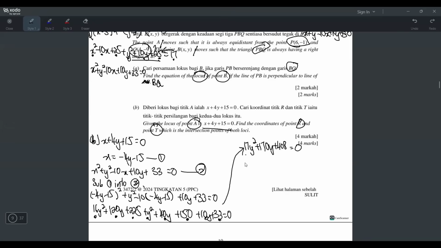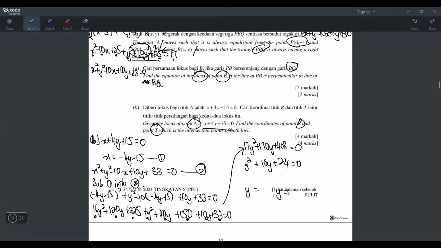All these numbers can divide 17. So bahagi 17, dapat 1, bahagi 17, you get 10y. 408 bahagi 17, what you get? Okay, wait, let me press calculator. Okay, I will get 24. So yeah, so now only you will press calculator. The A you press 1, the B you press 10, the C you press 24.